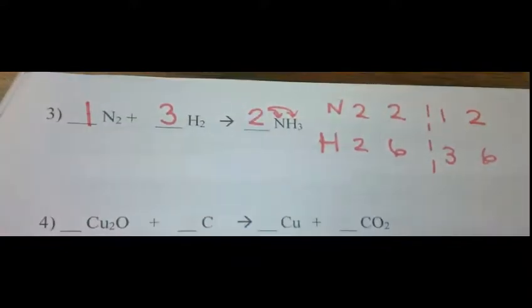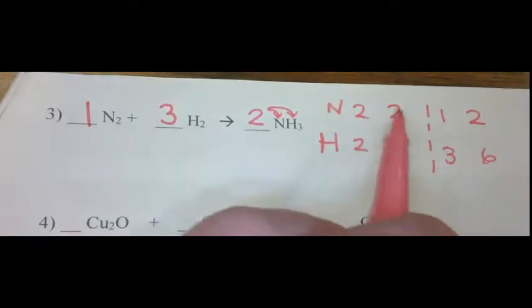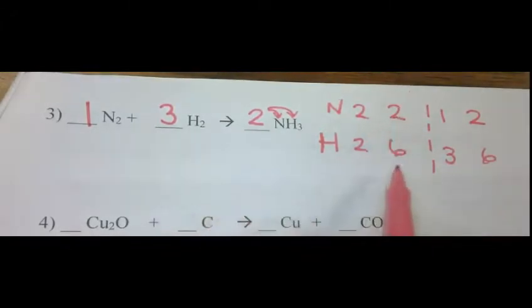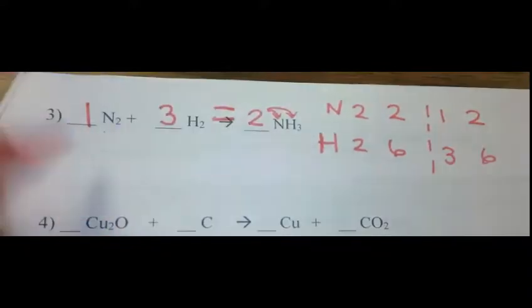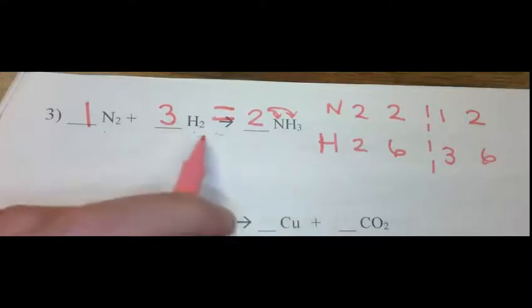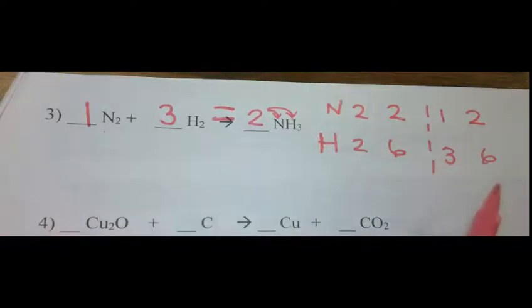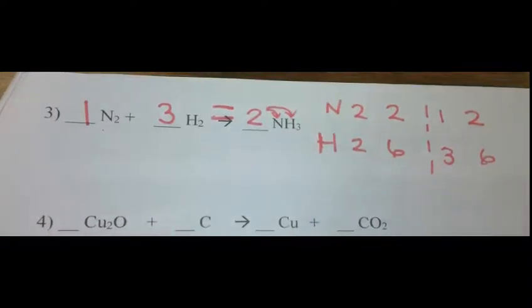And what you want to make sure if you do the ping pong method is that in the final column, you want the numbers to be the same. So 2, 6, 2, 6. So that means I now have 2 nitrogens on the left side and 2 nitrogens on the right side. I have 6 hydrogens on the left side, and I also have 6 hydrogens on the right side. I am balanced. Everything is good here.